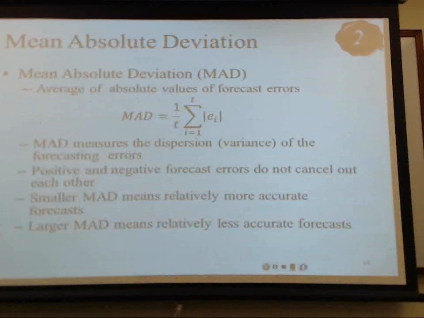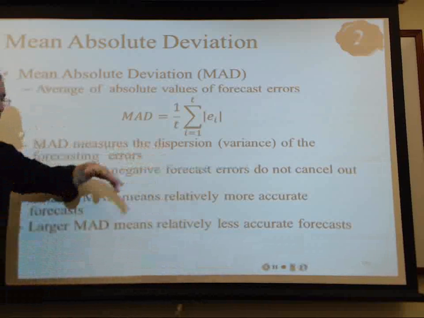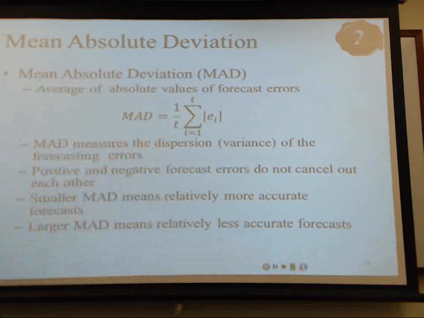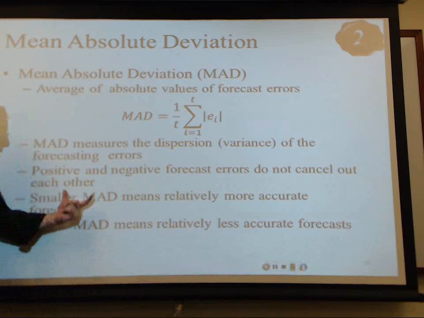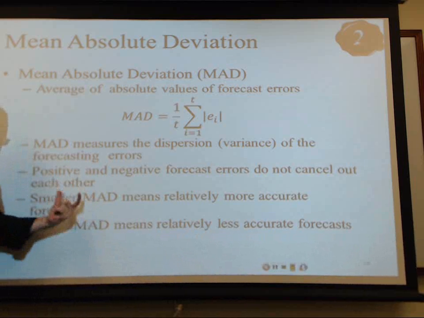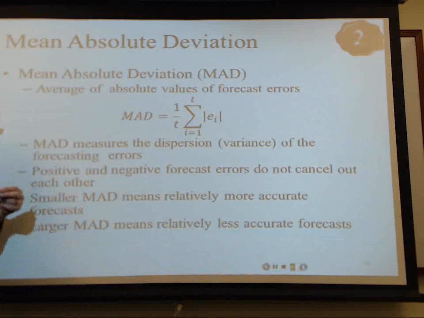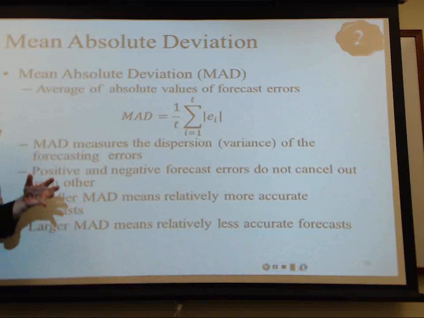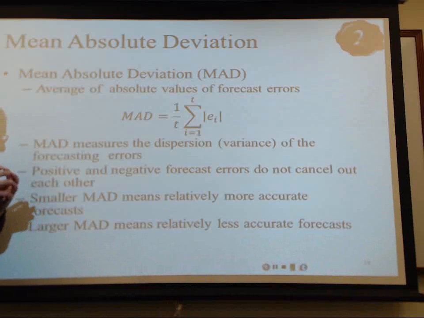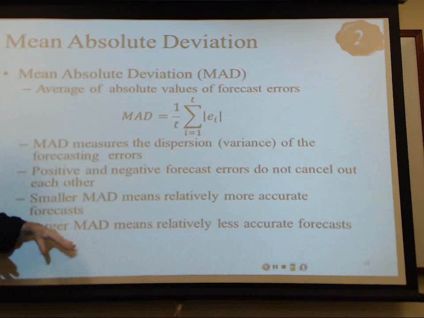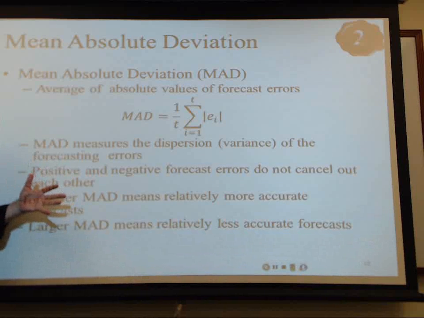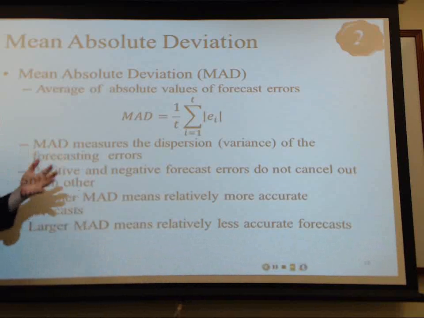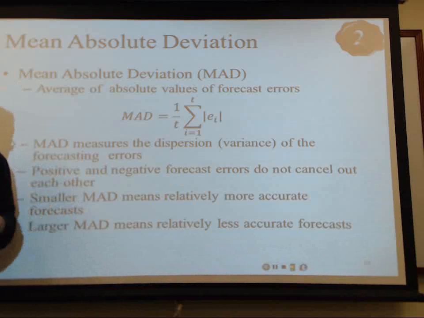So mean absolute deviation measures the dispersion of forecasting errors, and ideally you would like a smaller mean absolute deviation because it shows that you're closer to the actual demand. If you have a larger mean absolute deviation, it means you're farther off on average.